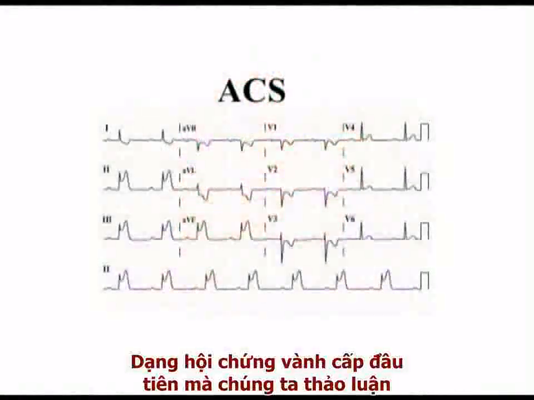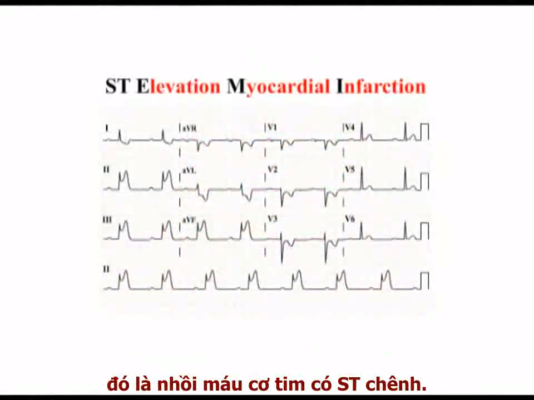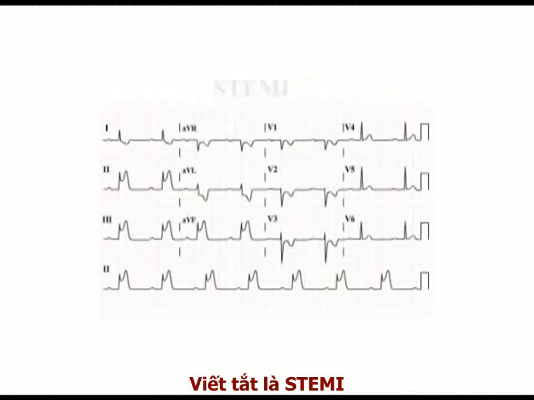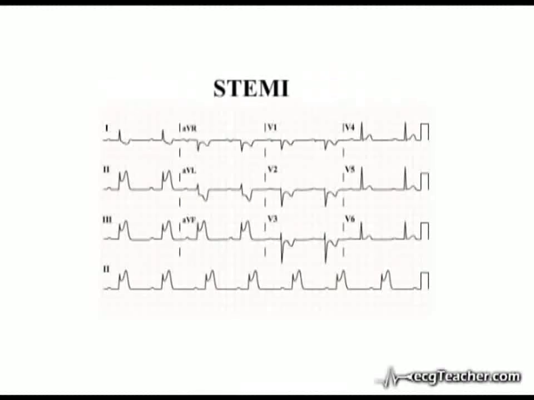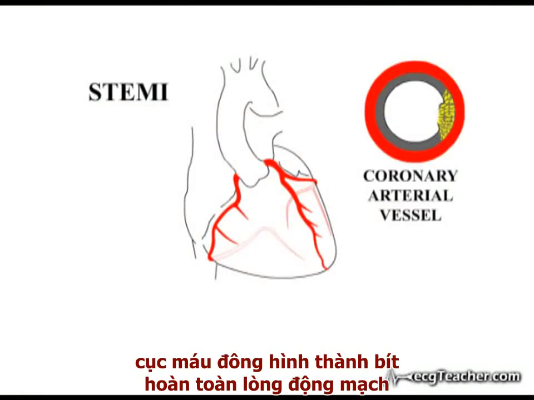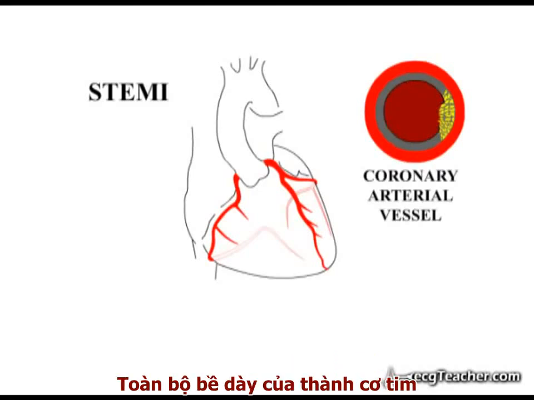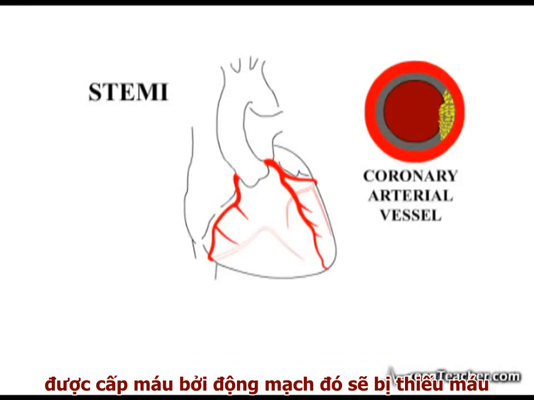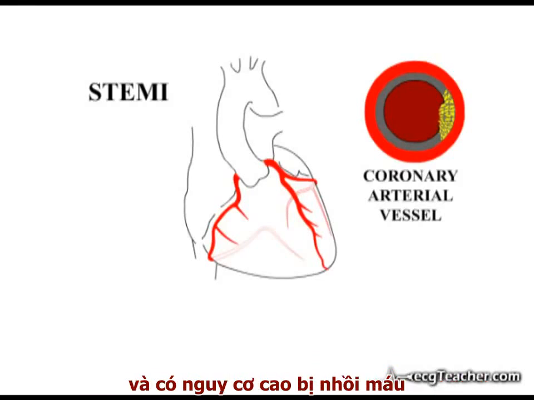The first type of acute coronary syndrome we will deal with is termed ST elevation myocardial infarction, or STEMI for short. When an atheromatous plaque ruptures in a coronary vessel, and the clot which forms completely obliterates the vascular lumen, the entire thickness of the myocardial wall supplied by that vessel becomes ischemic and is at risk of infarction.